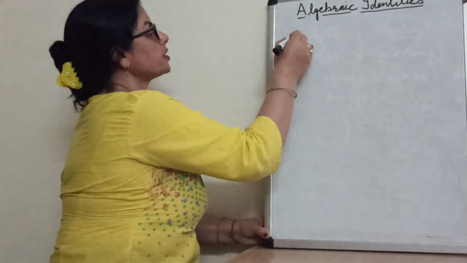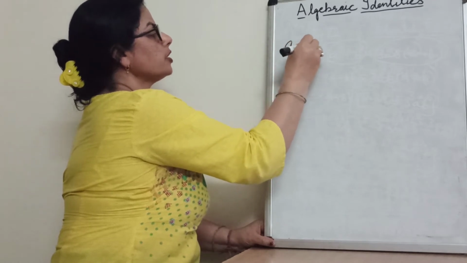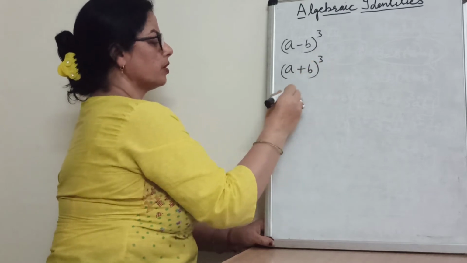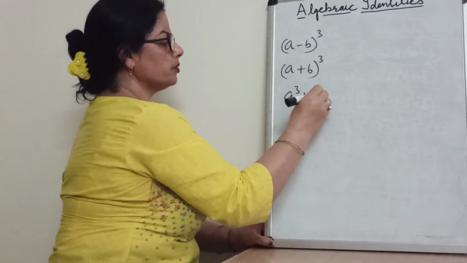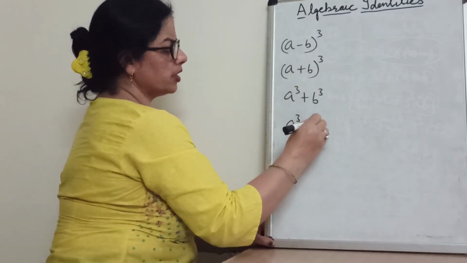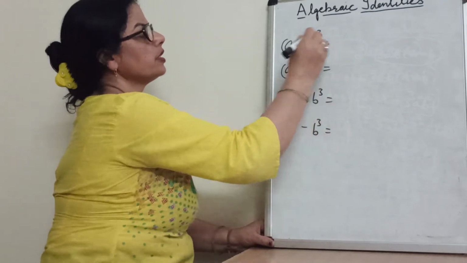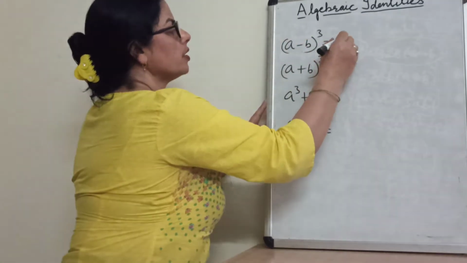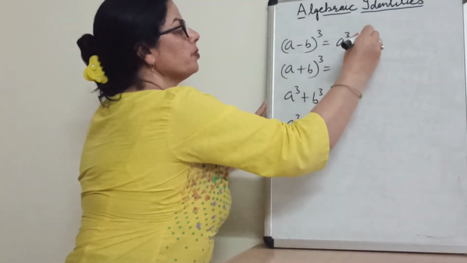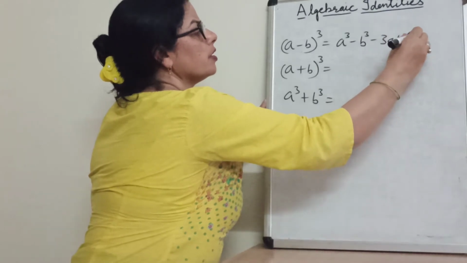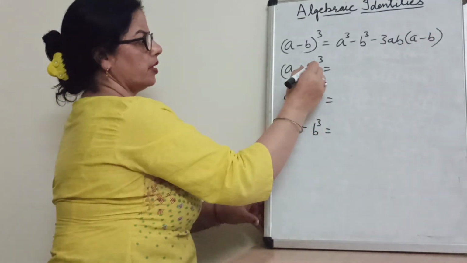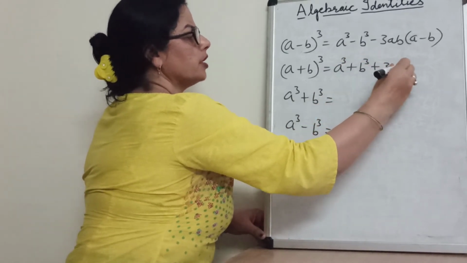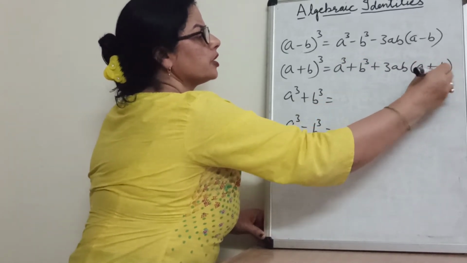So now we have studied. Now we know (a - b)^3 also, (a + b)^3 also, a^3 + b^3 also, a^3 - b^3 also. These formulas we have learned related to cubes. What is (a - b)^3? a^3 - b^3 - 3ab(a - b). And here a^3 + b^3 + 3ab(a + b).